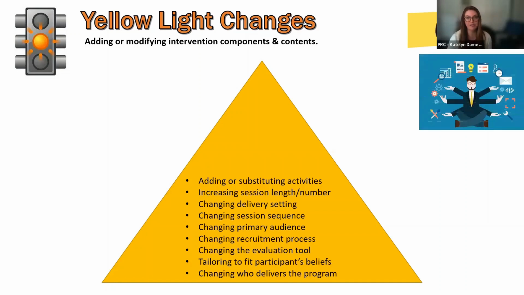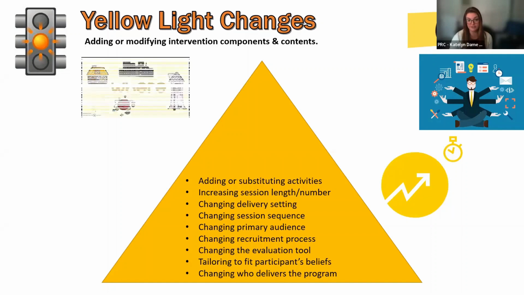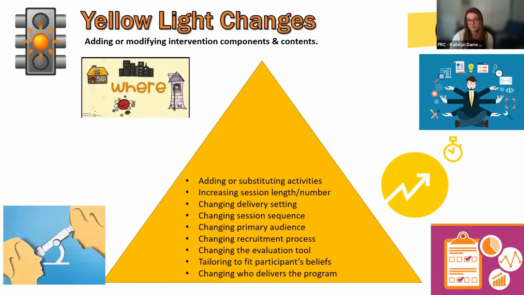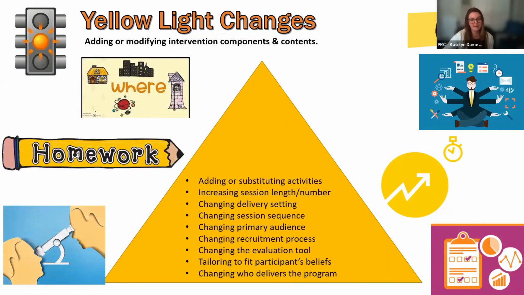And some examples of yellow light changes are adding resources to connect participants to further assistance, increasing the length or number of sessions, changing the delivery setting or the program's evaluation tools, tailoring materials to fit participants' beliefs, or assigning a module as homework to make up for lost time, which was split about half and half. And yellow light adaptations can be really tricky in this way. We typically tend to refer to them as more blue or adjusting the color, because they will bleed into those green and red light changes. So we are here to help you with navigating that if you ever need.